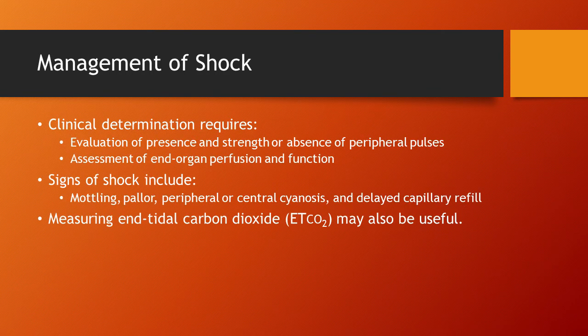Most types of shock are characterized by reduced cardiac output, circulatory insufficiency, and rapid heartbeat. Determining the presence or absence of shock requires the evaluation of the presence and volume of the peripheral pulses and the assessment of end organ perfusion and function. The strength of peripheral pulses is related to both stroke volume of the heart and pulse pressures. Normal skin perfusion should result in warm, dry, and pink extremities, fingers, and toes.